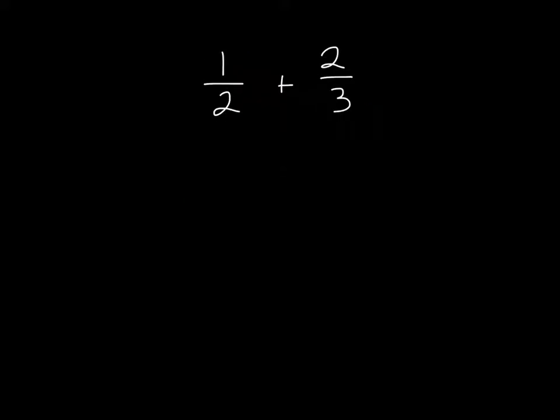Okay, let's do 1/2 plus 2/3. We don't have common denominators again, so we need to find the smallest number 2 and 3 will both go into, and that would be 6. So that's my common denominator. Now look at each of these, and what do we need to multiply them by to get 6? 2 times 3 is 6. So I need to multiply this numerator by 3 also. And that gives me 3.